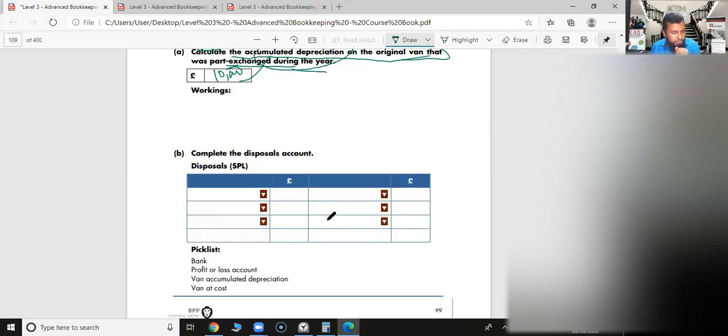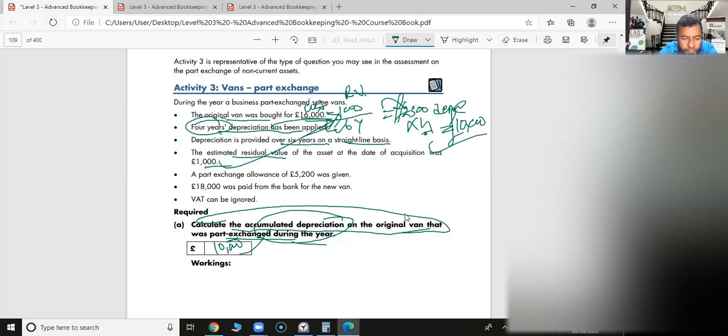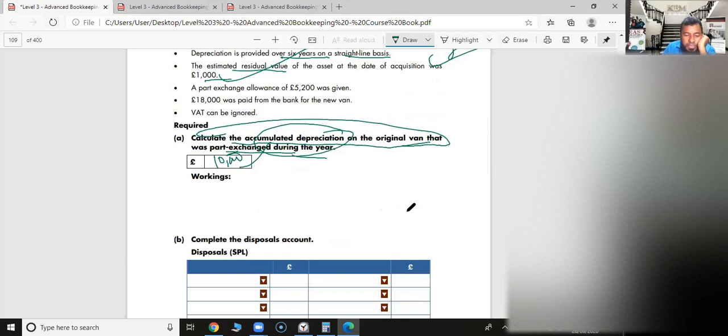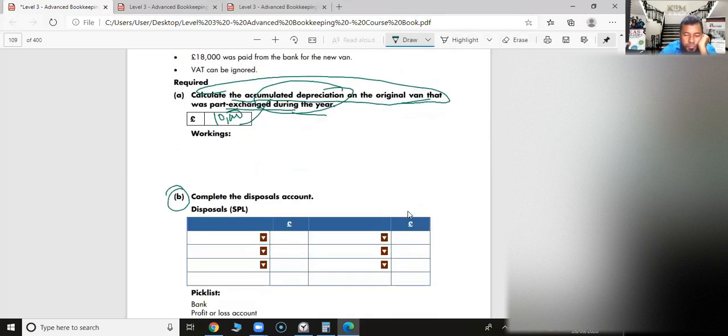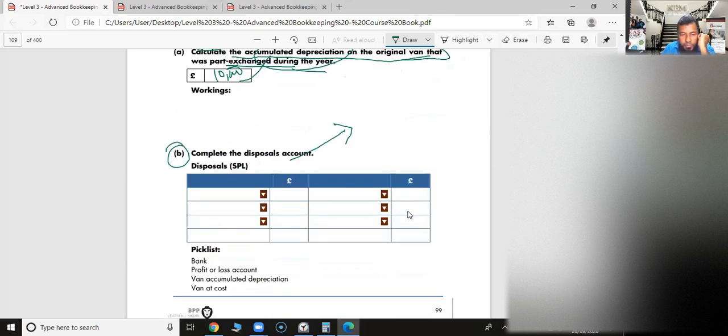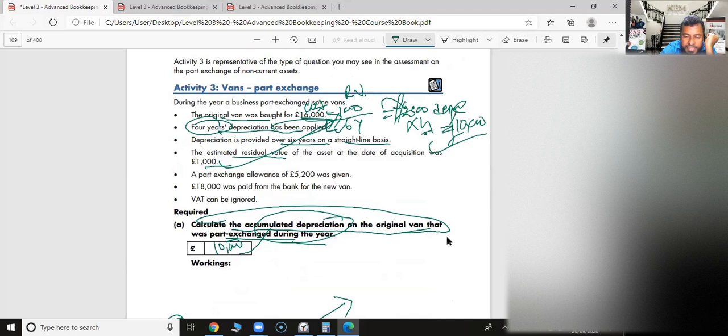There you go, the disposal account. Now let's see who gets the answer. It's your turn, not my turn. Give me the profit or loss. That is my question to you. Was that a profit or was that a loss? Then I can share the answer with you. The part exchange allowance was 5,200. What I can help you with is that the sale proceeds were considered as 5,200. Was that a profit or loss? And 18,000 was paid from the bank.